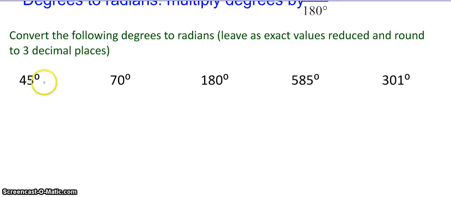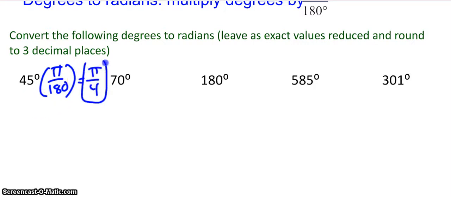So if I have 45 degrees and I multiply by pi over 180, well, I can reduce this. So 45 over 180 is going to be 1/4. So this becomes pi over 4 radians. So that is the exact value reduced.